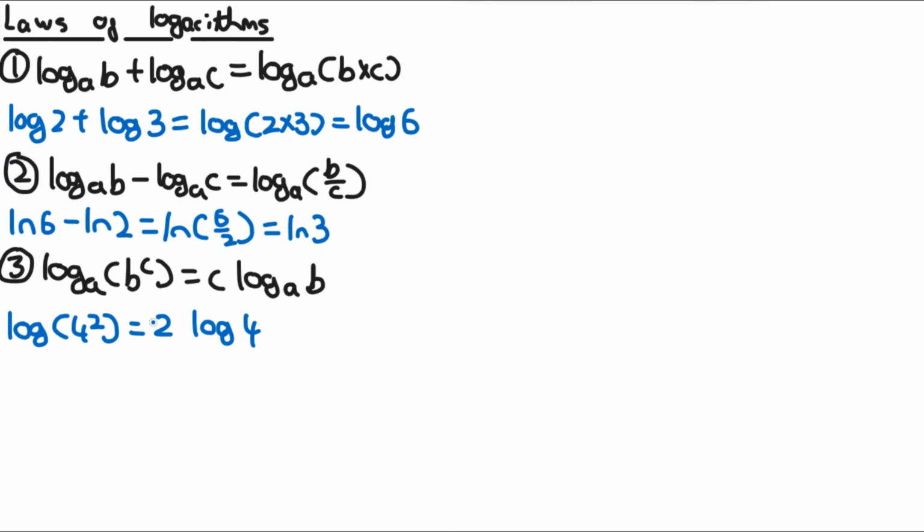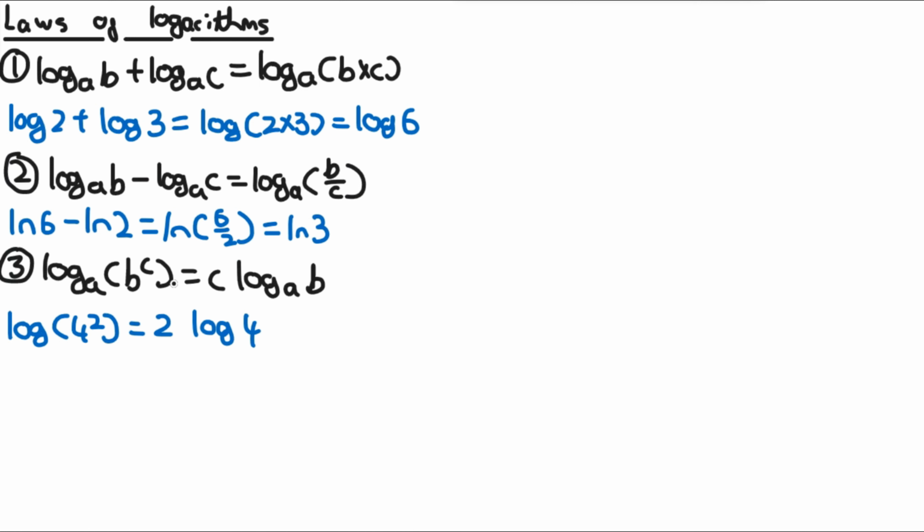Now, the one thing I do have to stress is that this only works when the power of 2 is in the log. If we had something like log 4, all to the power of 2, this would not be equal to 2 log 4, because the square is affecting the entire log 4, but the square has to be in the bracket and individually affecting the 4 like that.